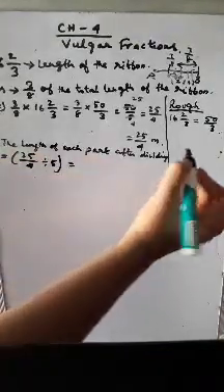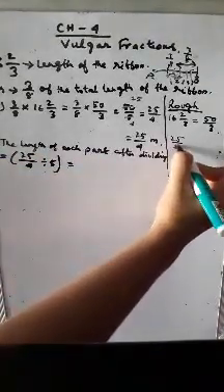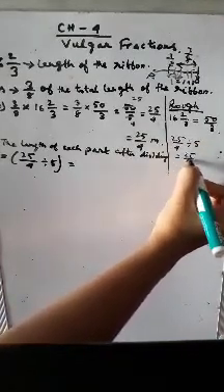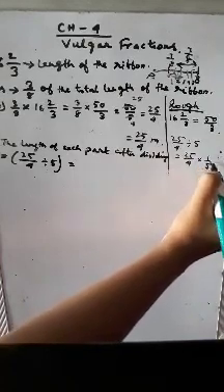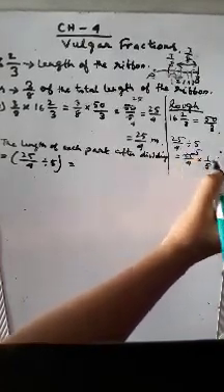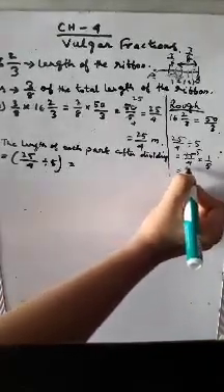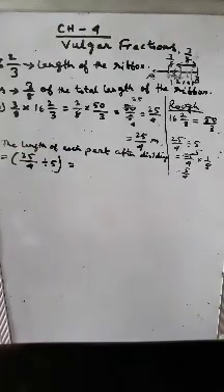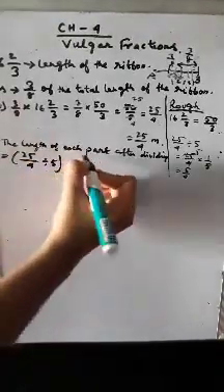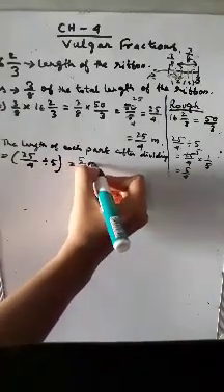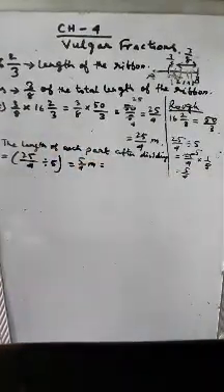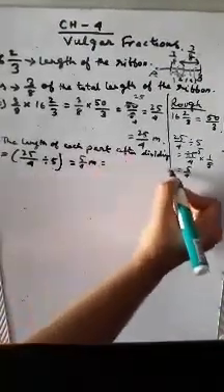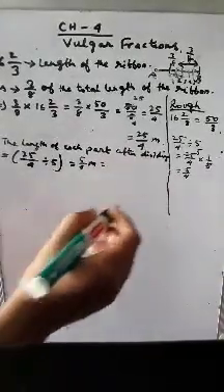I'm just doing the calculation here. So 25 by 4 divided by 5 means what? 25 by 4 into 1 by 5. 5 and 25 will get cancelled and we'll be left with only 5 by 4, isn't it? So here also I'm writing 5 by 4 meter. So 5 by 4 meter means what? You have to convert it into a mixed fraction. See how to convert this into a mixed fraction. I'm just showing it in the rough work.